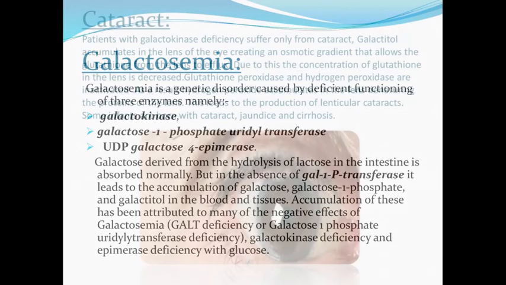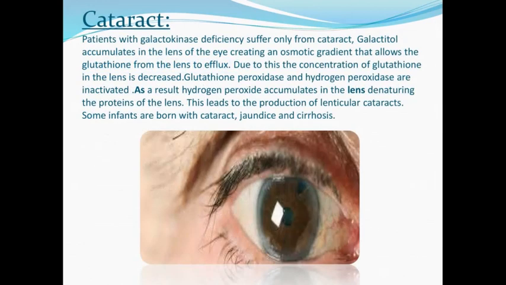Okay. So what happens when there is deposition of galactitol or galactose? We can say that cataract develops. Why does a cataract develop? Patients with galactokinase deficiency suffer from cataract, because galactitol accumulates in the lens of the eyes, creating an osmotic gradient that allows the glutathione from the lens to efflux.